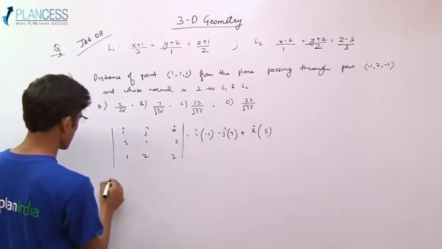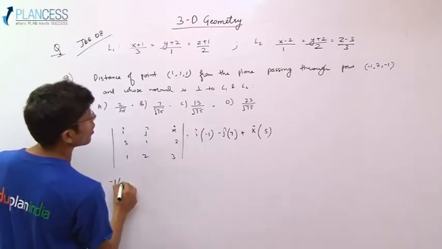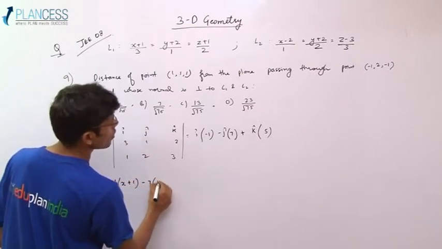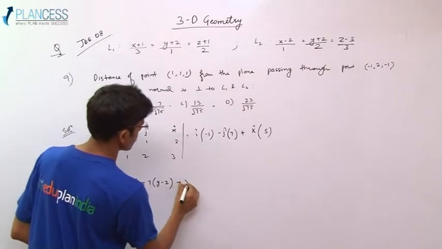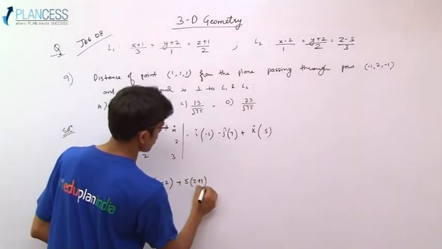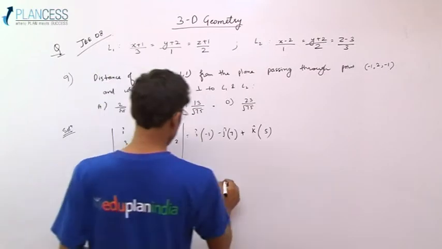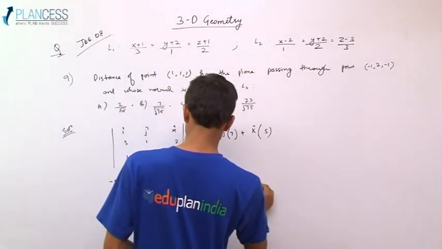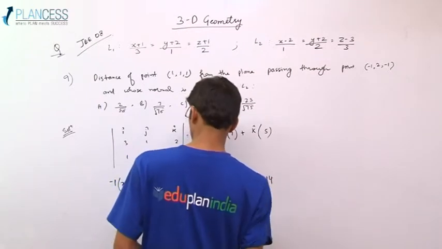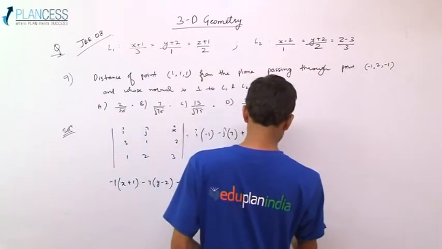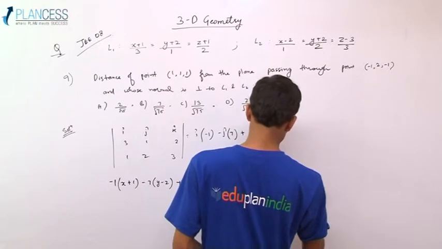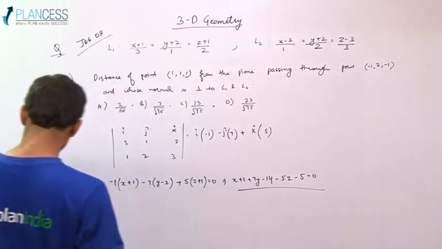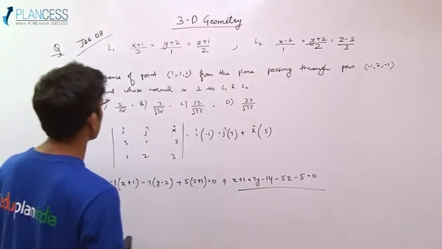So the equation of the plane is −1(x + 1) − 7(y − 2) + 5(z + 1) = 0. So this is x + 1 + 7y − 14 − 5z − 5 = 0. So this is the equation of the plane.